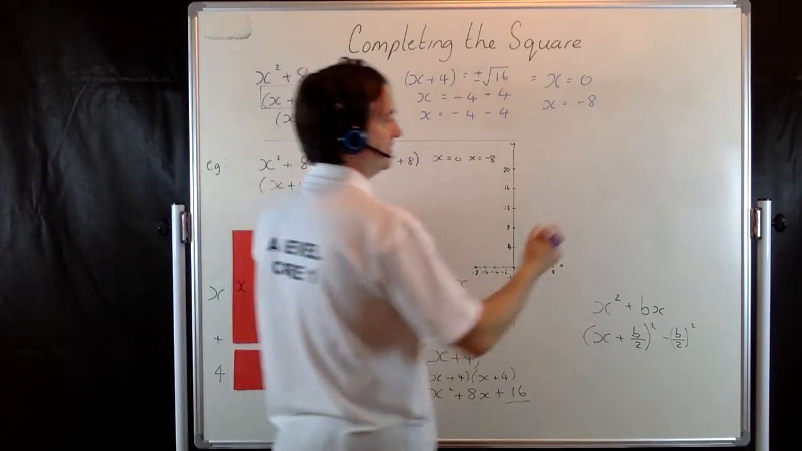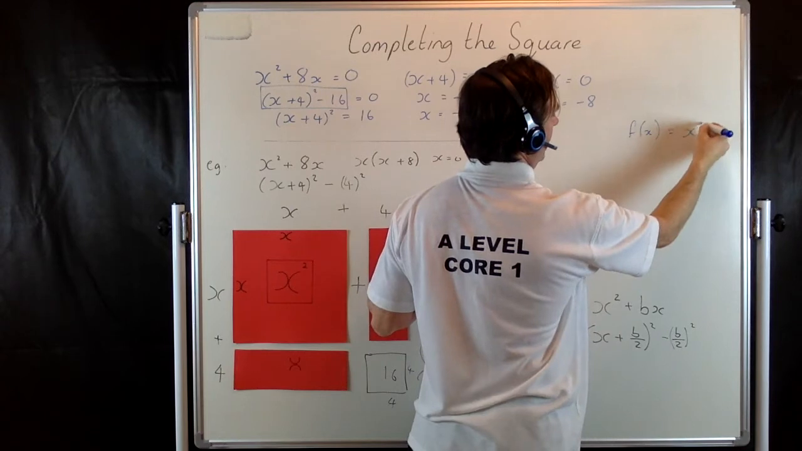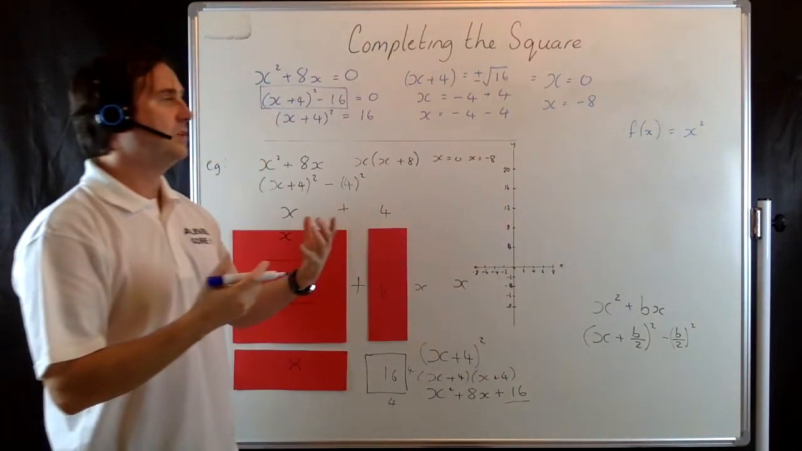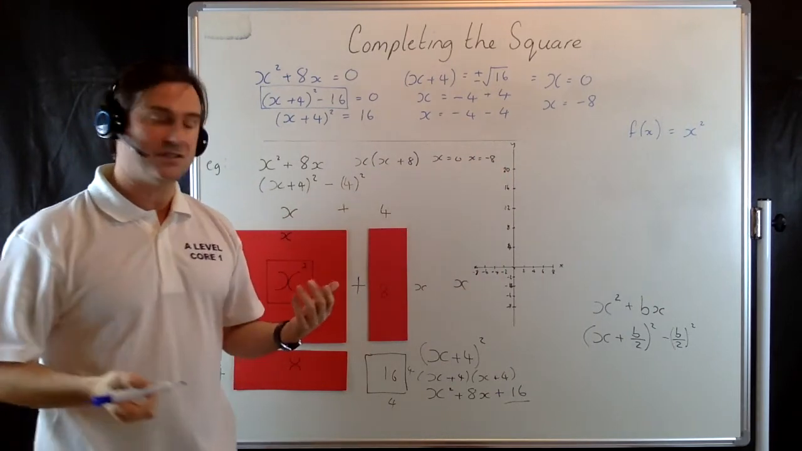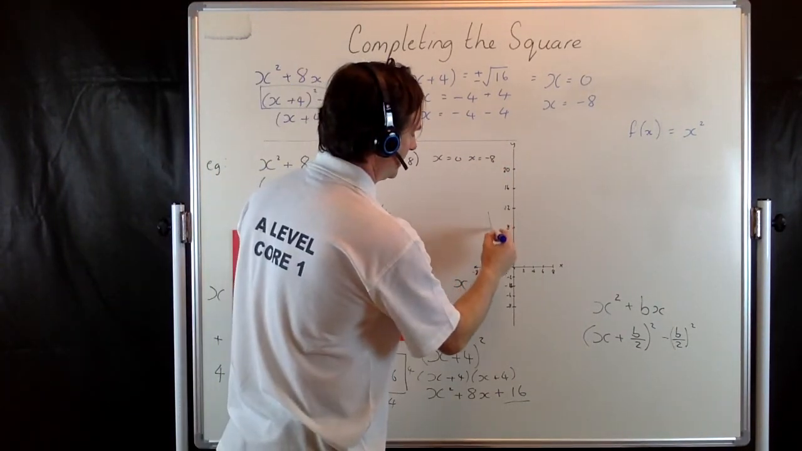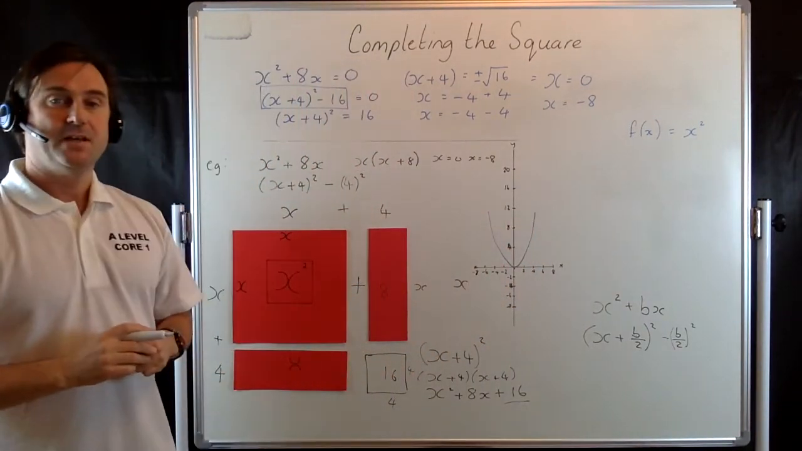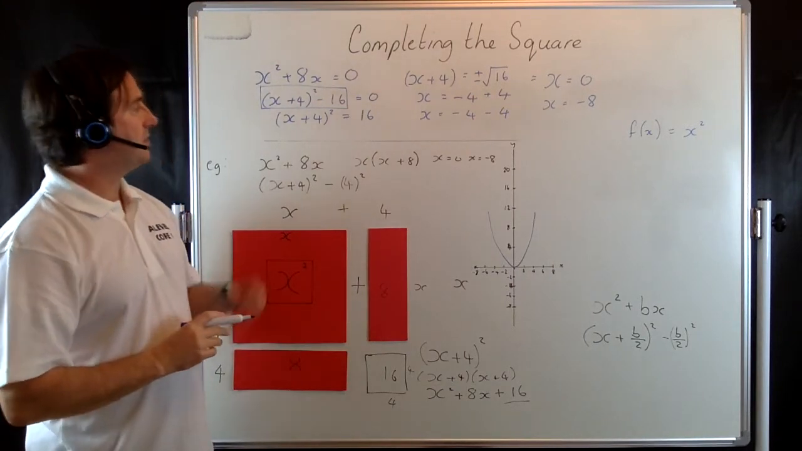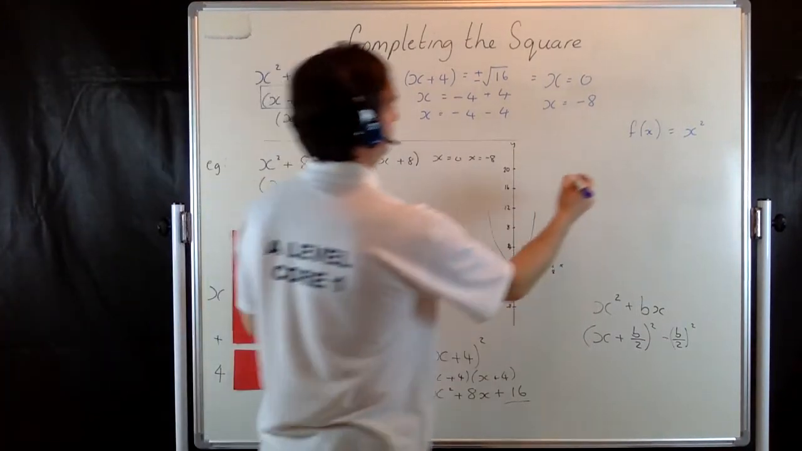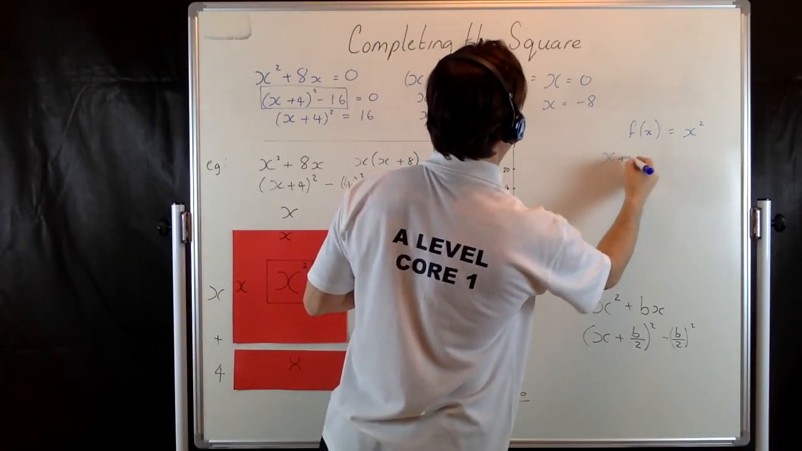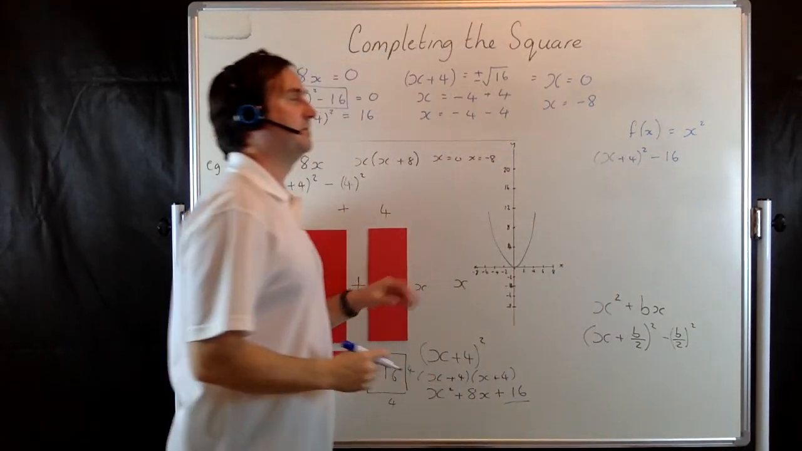Now, what I'm going to do is, if I make the function f(x) equal x squared, my initial curve here is going to be y equals x squared, and I'm just going to sketch that on. So y equals x squared goes through 0. It looks like that. Now I'm going to carry out some transformations on this, because I got (x plus 4) squared minus 16.